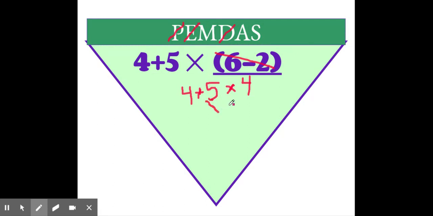5 times 4 is 20. We're finished with that part. We have no more multiplication and we have no more subtraction. All we have left is addition. And 4 plus 20 gives us 24.